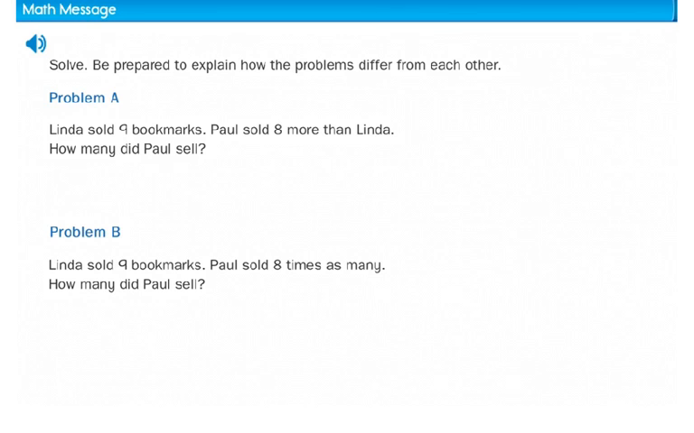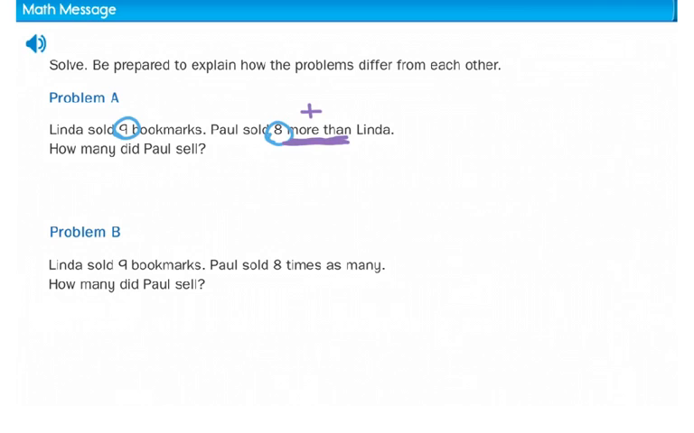The math message says, be prepared to explain how the problems differ from each other. So in problem A, we have Linda sold 9 bookmarks. Paul sold 8 more than Linda. How many did Paul sell? If I look at that piece of information, 9 and 8, and also the word more than, I know that symbolizes or cues me into addition.